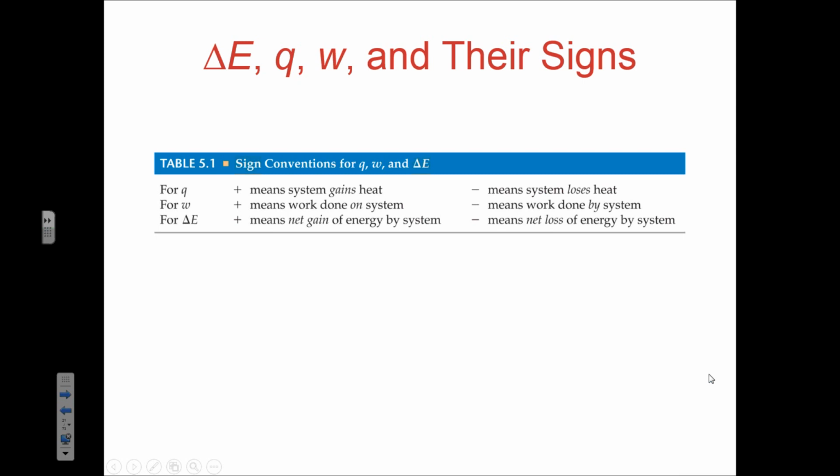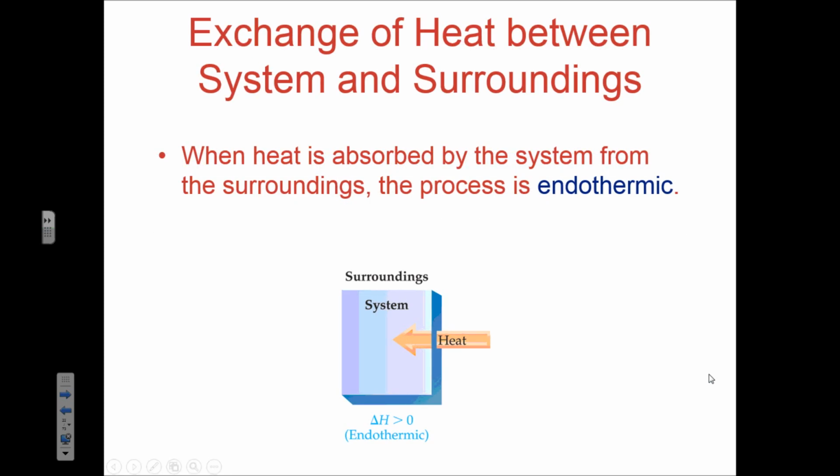And overall, when we look at our total Q plus our total W for a certain situation, positive would mean a net gain of energy by the system, and negative would mean a net loss. And you have to look at both work and heat to understand your total change in energy.